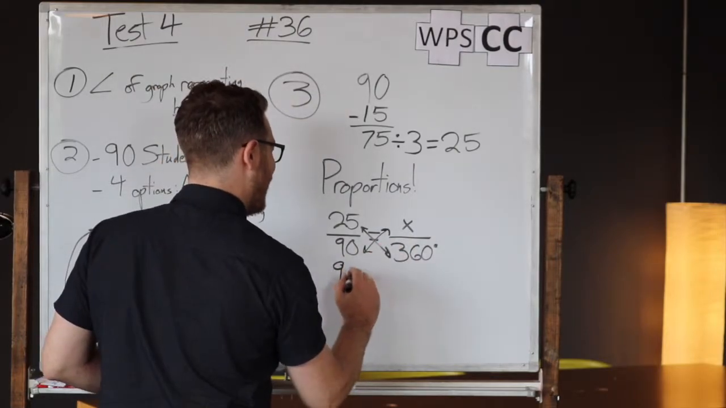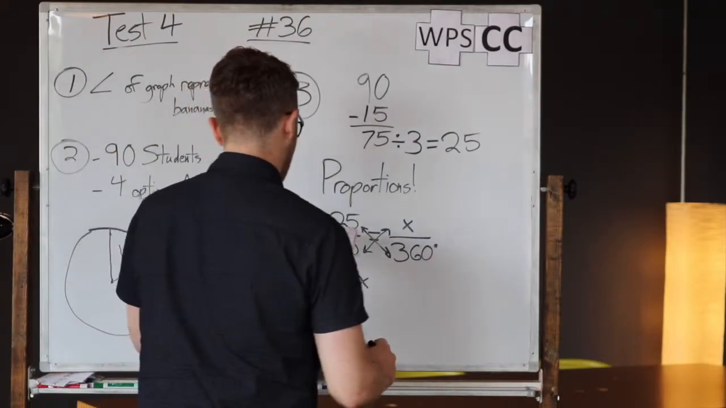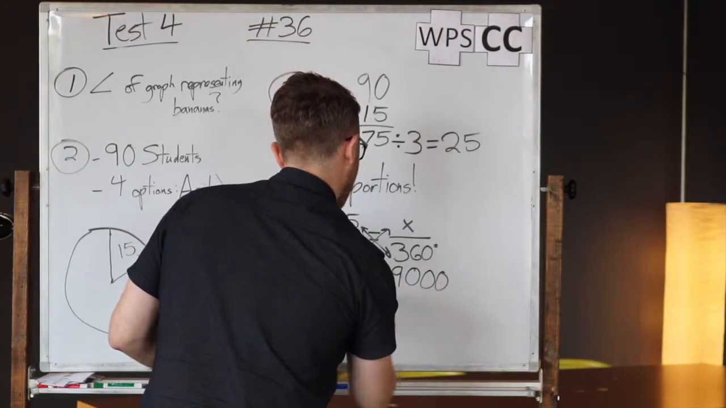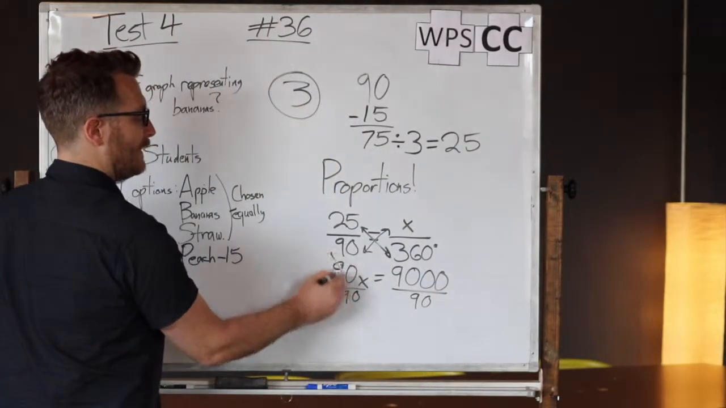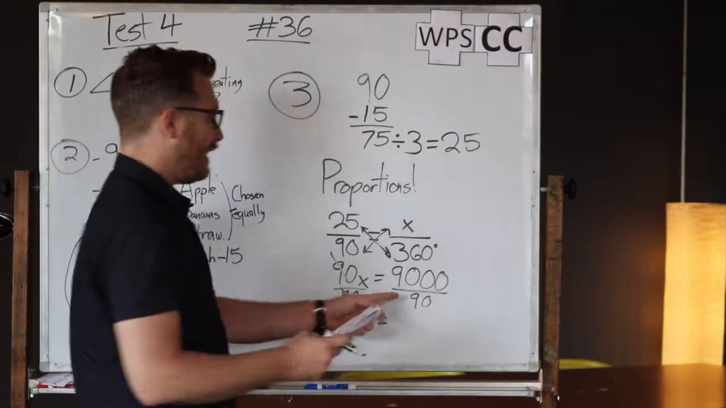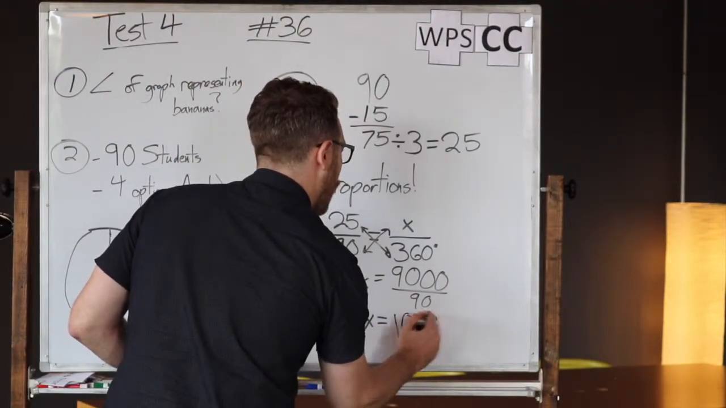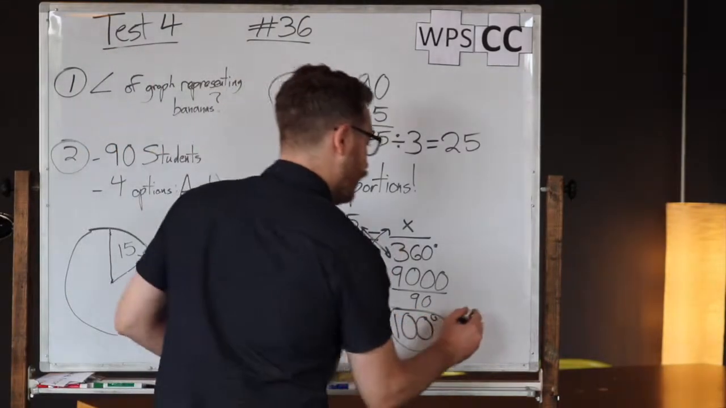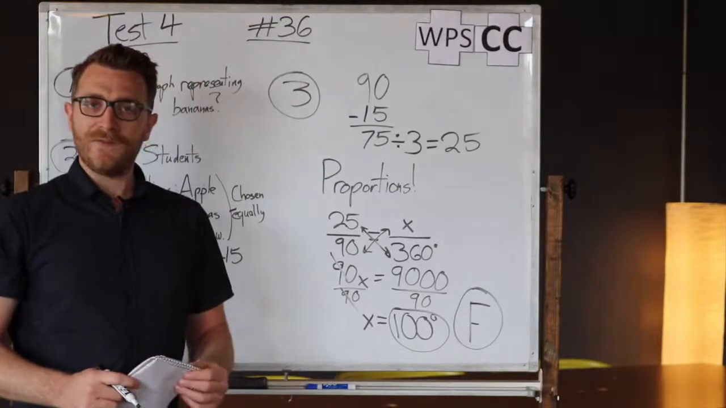So over here we will have 90x. You can multiply 360 times 25, and you will get 9,000. If you divide both sides by 90 to isolate x on one side, x will be by itself on this side. In your calculator, divide 9,000 by 90, and you will get 100. We now know that on the circle, the portion representing the students who chose banana is 100 degrees of the circle. That is letter answer F. Great job.